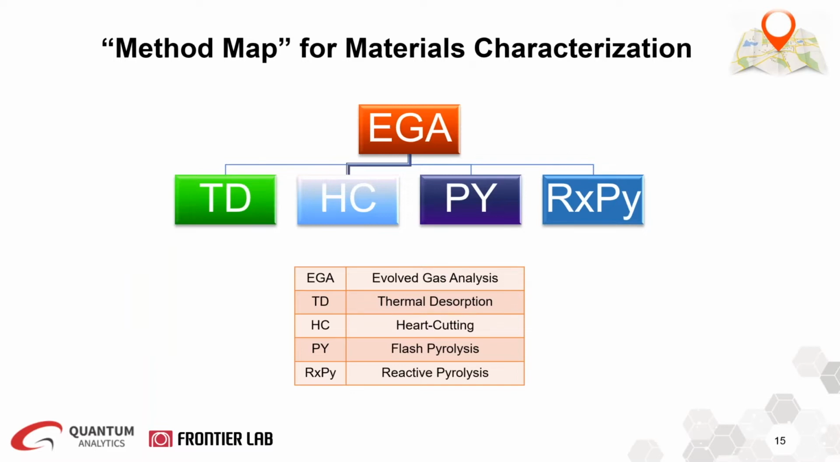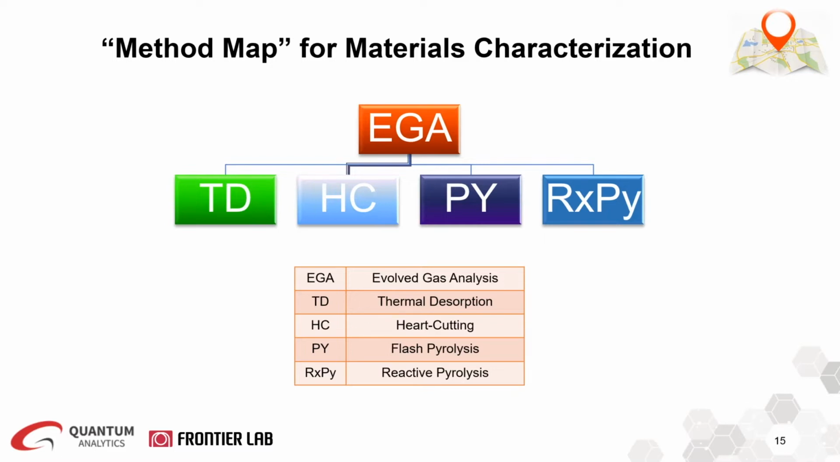We have created a series of techniques referred to as the method map to chemically characterize samples using the multi-mode pyrolyzer. Now that you have all these modes of operation, which one would you start first? When you're analyzing your sample, which mode of operation will you be using first? So the method map provides step-by-step guidelines for material characterization.